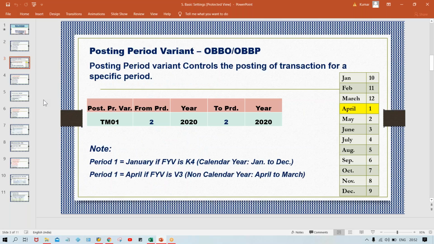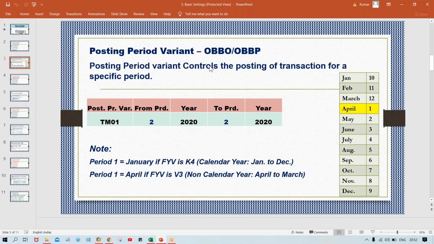Okay, look here, guys. Posting period variant controls the posting of transactions for a specific period, right? It is a kind of control. If you talk about posting period variant, guys, what is the use of this posting period variant?